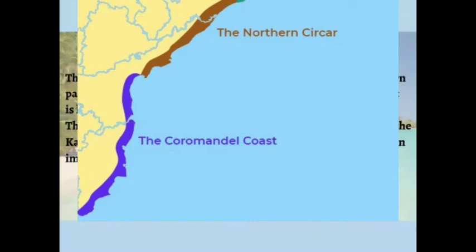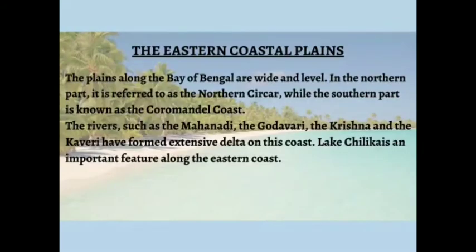The rivers such as Mahanadi, Godavari, Krishna, Kaveri, they all flow towards the Bay of Bengal and drain into it. Before that, they form extensive deltas on this coast. So very nice, fertile deltas are found on the eastern coastal plains. Lake Chilika is a very important feature along the eastern coastal plains. Lake Chilika is situated in this eastern coastal plain.